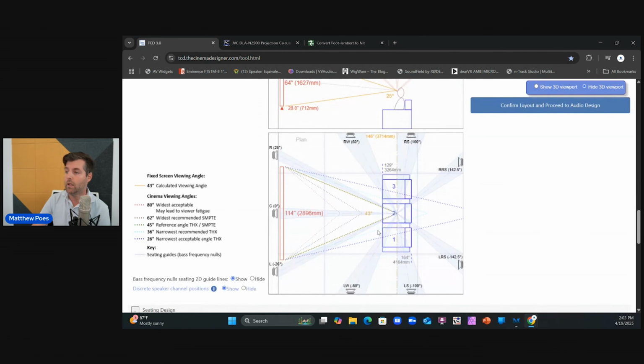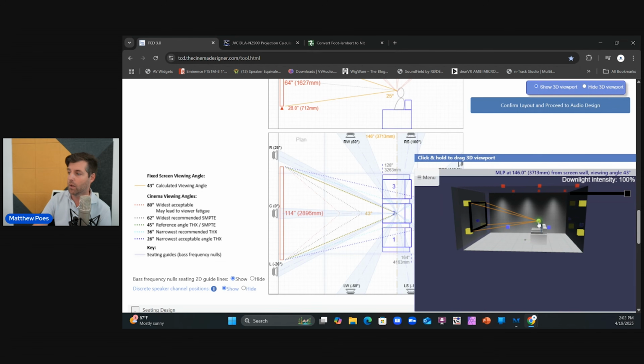Now we have the 114. We can see it's 43 degrees at this viewing distance. This is not my viewing distance, so I'm going to open this up so that I can bring it closer. My viewing distance is actually about, I'm trying to remember now, about 10 feet, so about 120 inches or so.